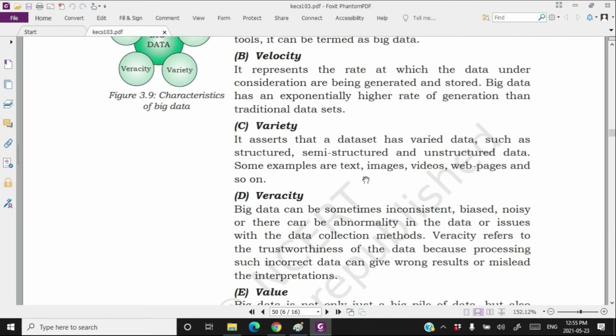Then variety. We have a huge variety in big data. Facebook uses posts, Twitter uses tweets, YouTube uses videos, Instagram uses images. So all these applications, all these websites use different kinds of data, and different kinds of data in huge amounts. So we have a wide variety of data present in big data. We have text, we have images, we have videos, we have web pages, etc.